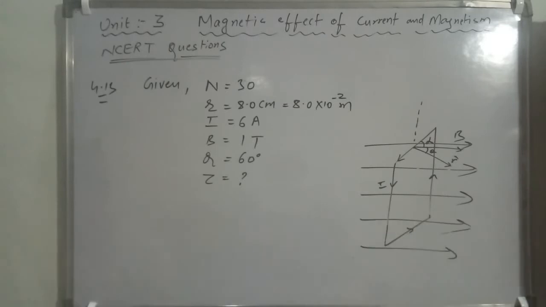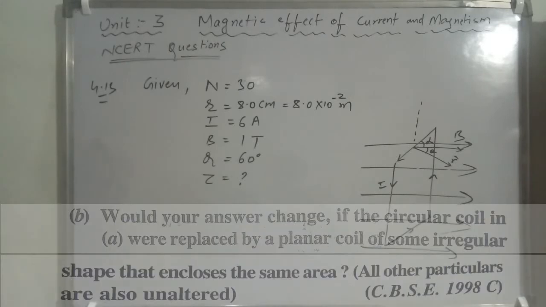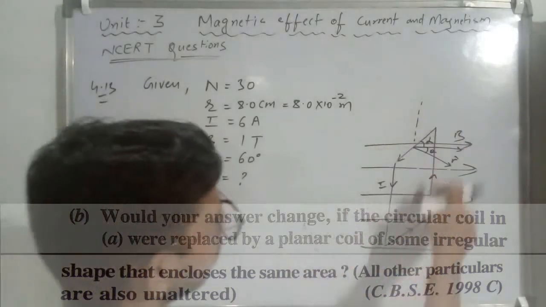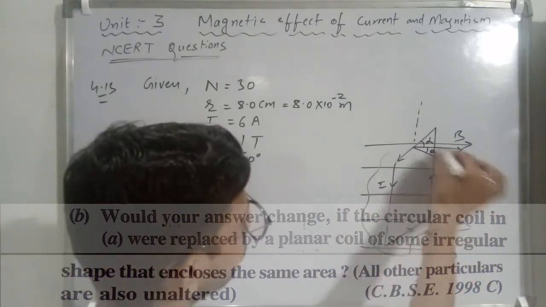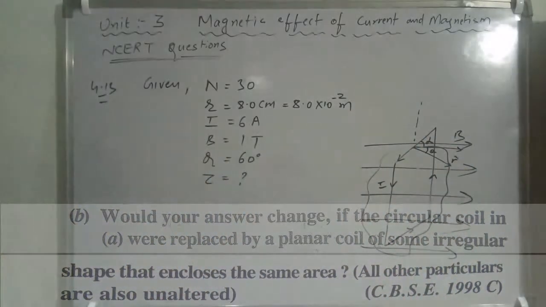And the second part is asked: would your answer change if the circular coil were replaced by a planar coil of some irregular shape that encloses the same area? All other particulars are also unaltered.